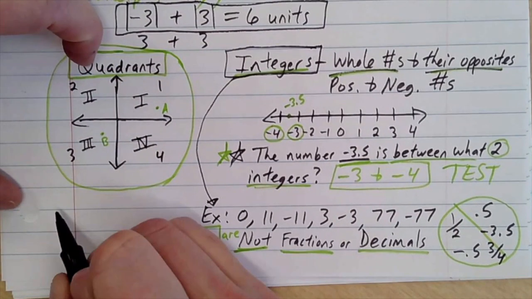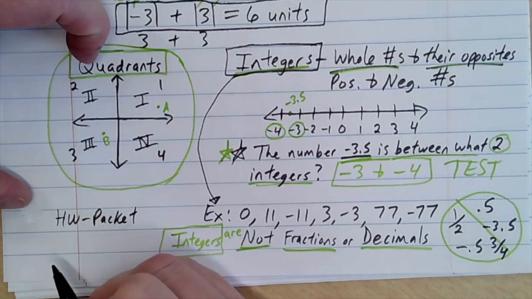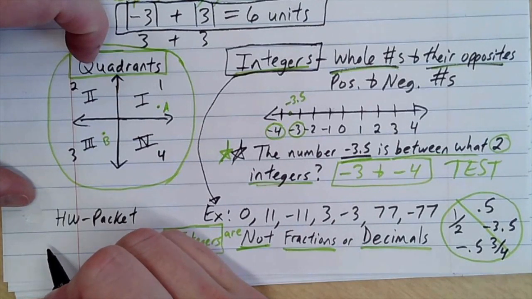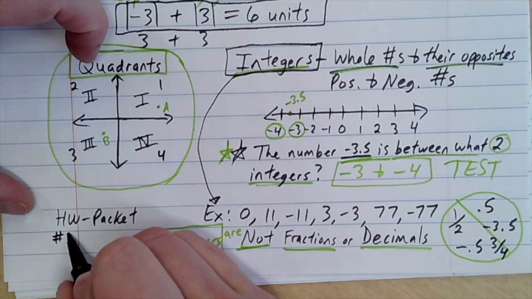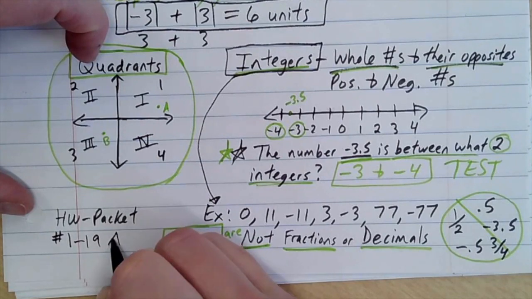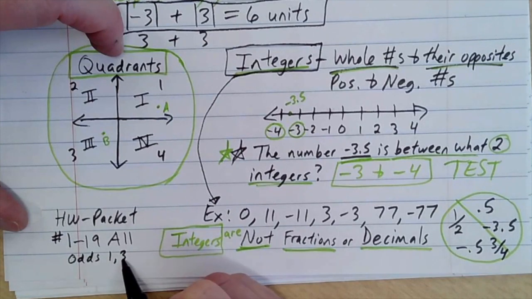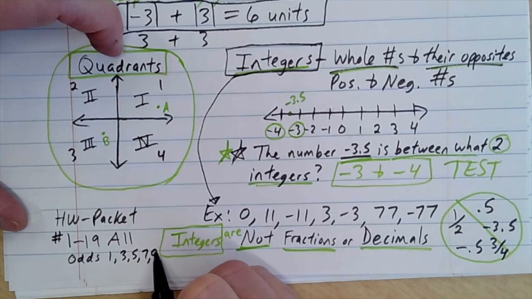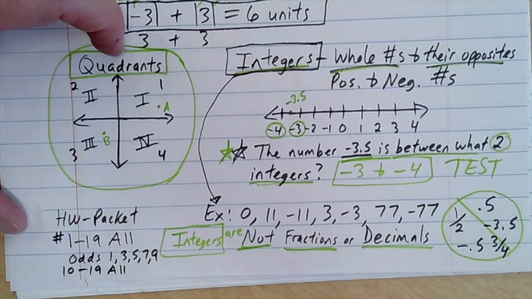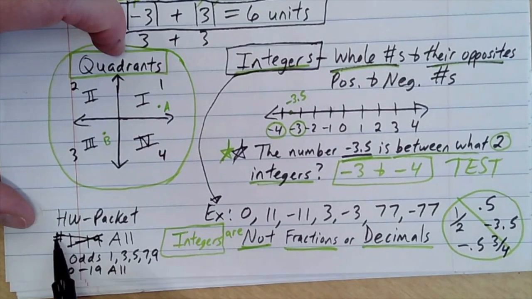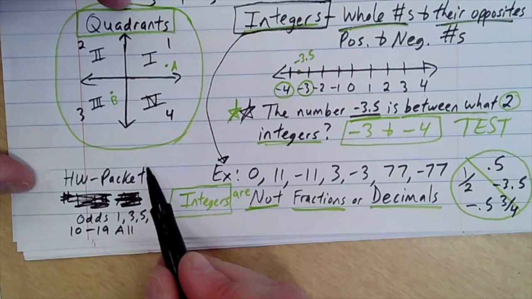So your homework to go along with these notes, it is a packet. You will do numbers 1 through 19 all, but I think I'll have you do the odds. So 1, 3, 5, 7, 9, and then do 10 through 19 all. So we'll cross off the 1 through 19 all. Sorry about that. We'll do odds 1, 3, 5, 7, 9, and then 10 through 19 all in your packet.